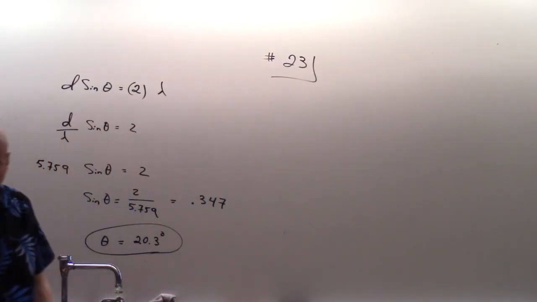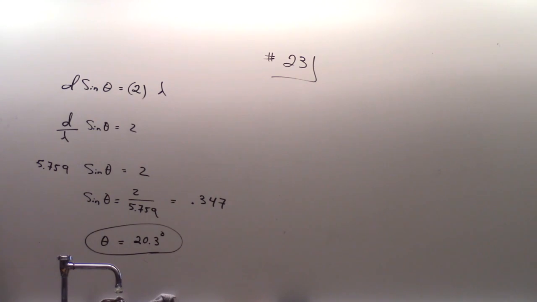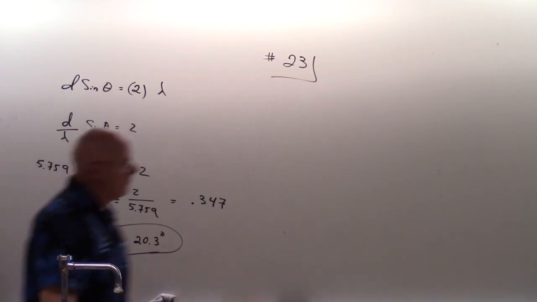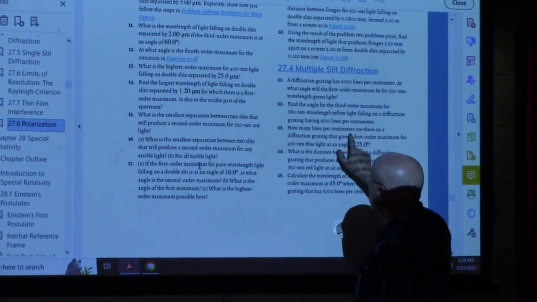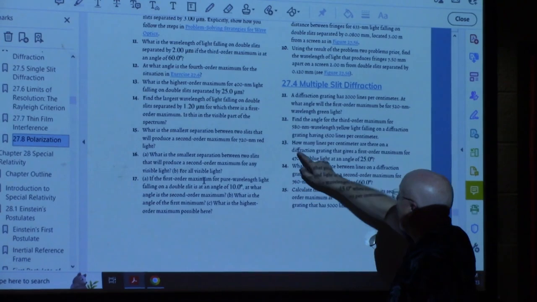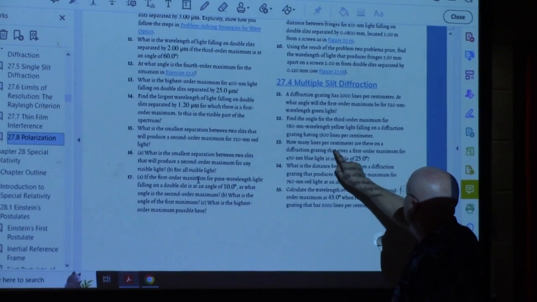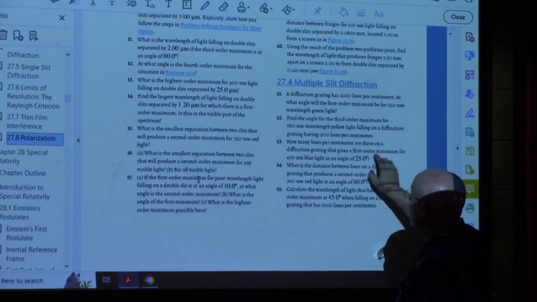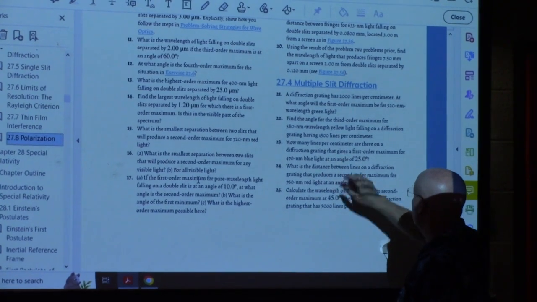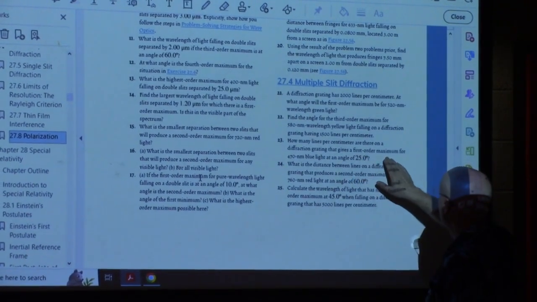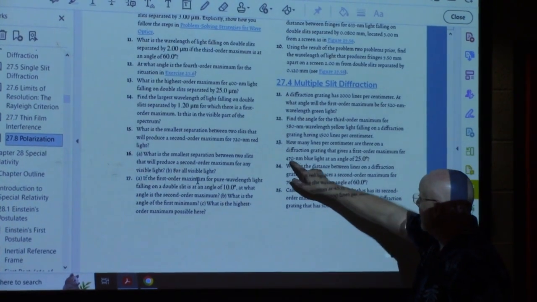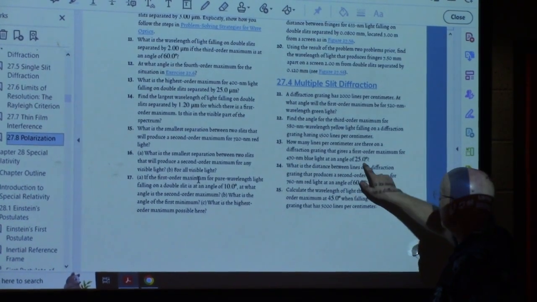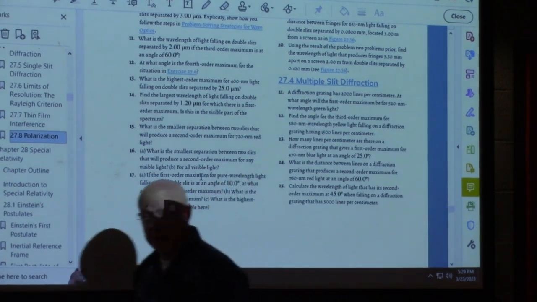Let's do two more for the diffraction grating. And so number 23, you can see fits in this category of the multiple slits here. And it says, how many lines per centimeter are there in a diffraction grating that has a first order maximum for blue light at 470 nanometers at an angle of 25 degrees?